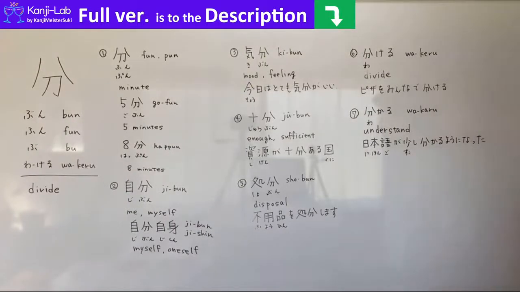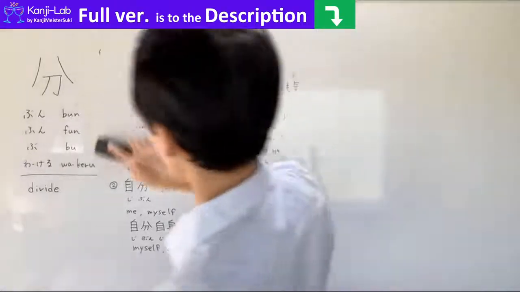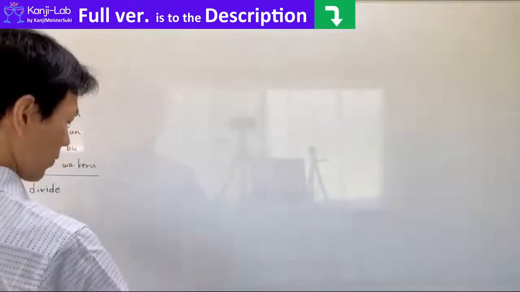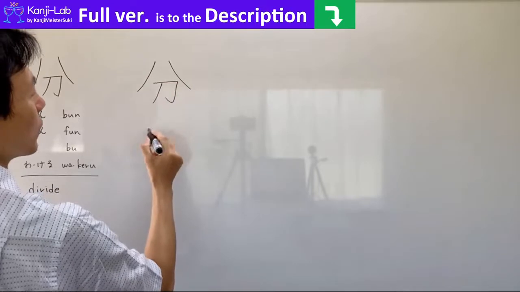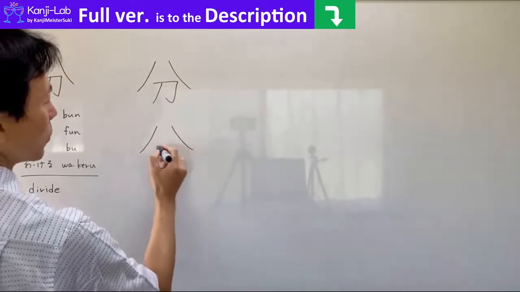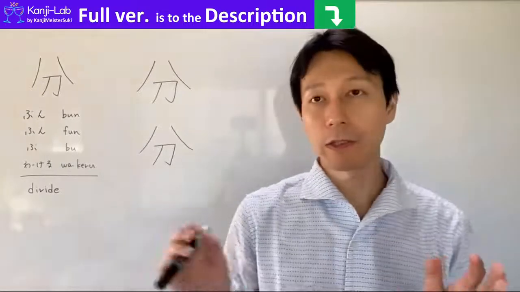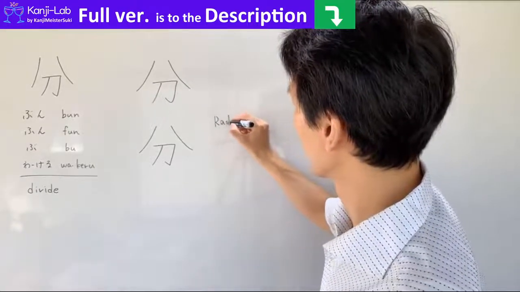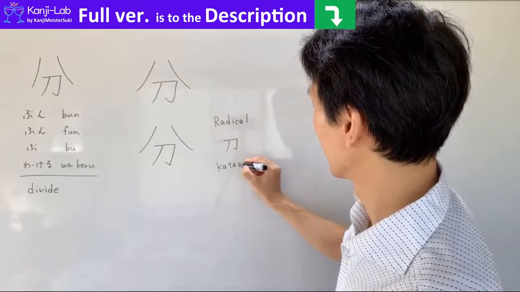Okay, next. Let's look at how to write this character. Write it like this. Okay, let's write it together. 1, 2, 3, 4. The strokes again. 1, 2, 3, 4. Okay. And the radical of this character is katana.